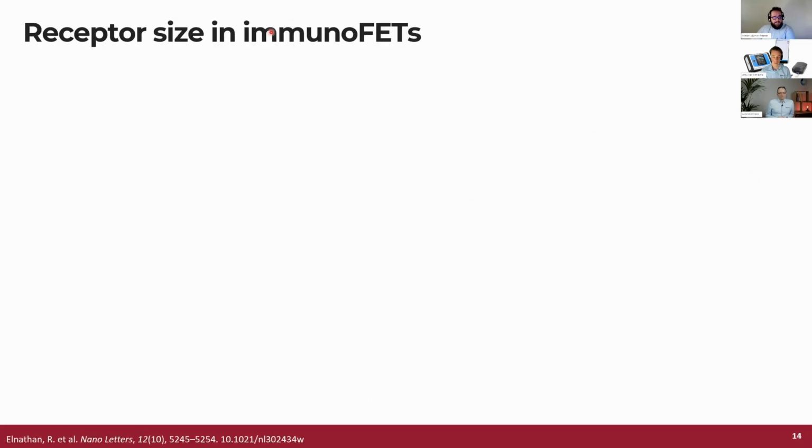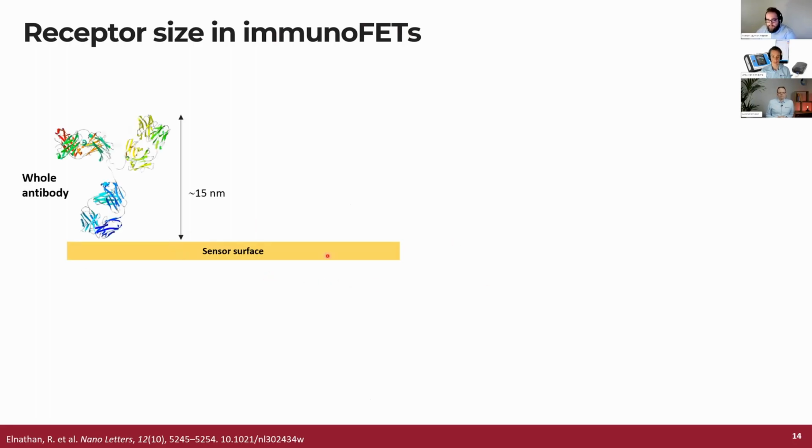So when it comes to the receptor size in immunoFETs, if we again visualize the sensor surface like this, our whole antibody can be about 15 nanometers in height. Obviously, it's just for the sake of this discussion, this is just a model. The antibody fragment can be about 7 nanometers.